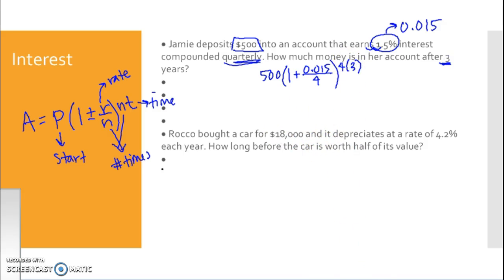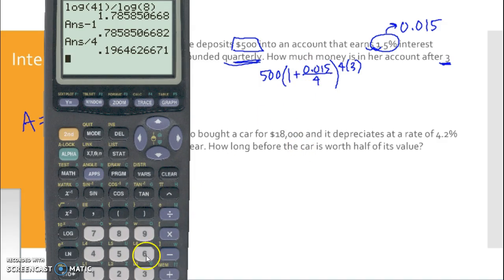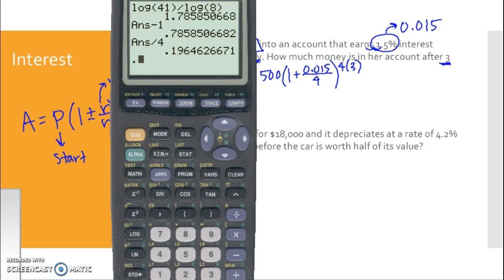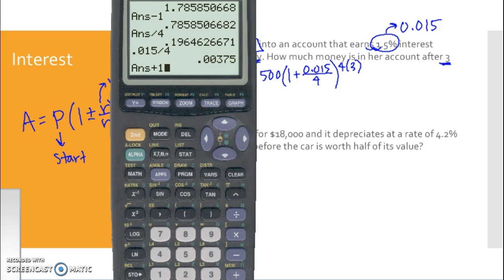And then I'm just going to type all this into my calculator. So I'm going to start with the 0.015 divided by 4 plus 1. Alright, and then I'm going to raise it to the 12th power, because that's 4 times 3. And then times it by 500. So after 3 years, she's got $522.97.